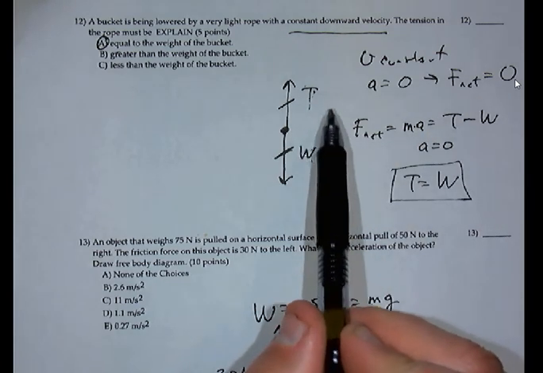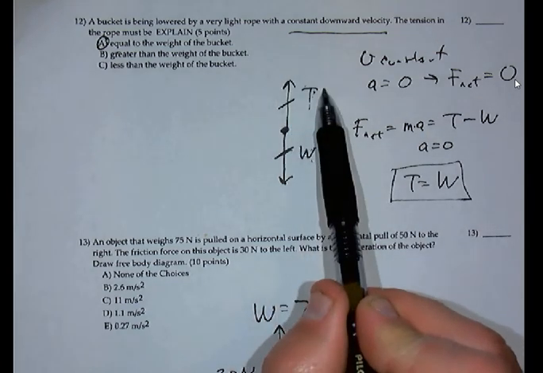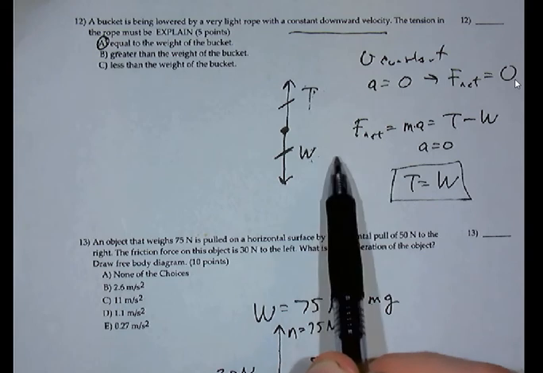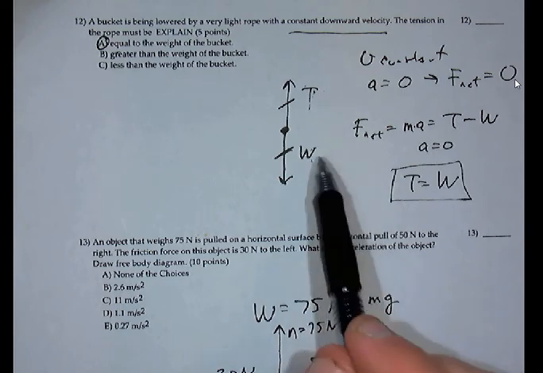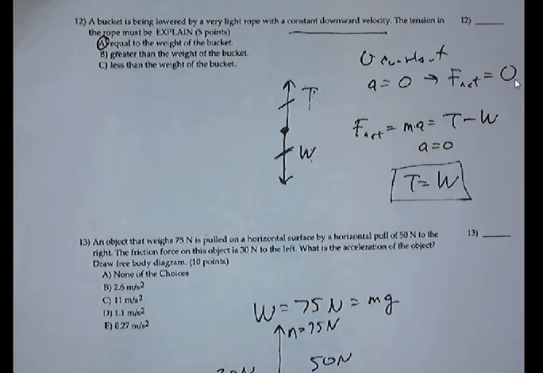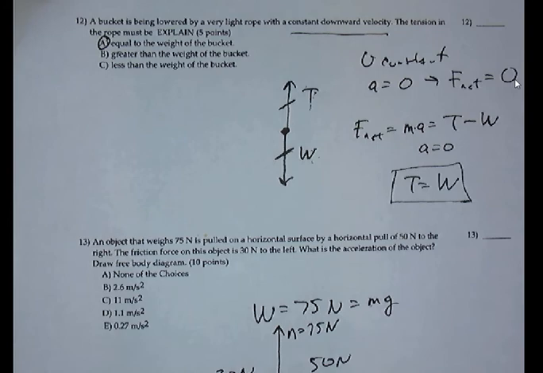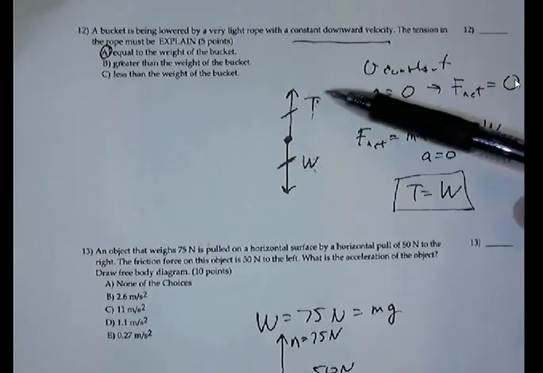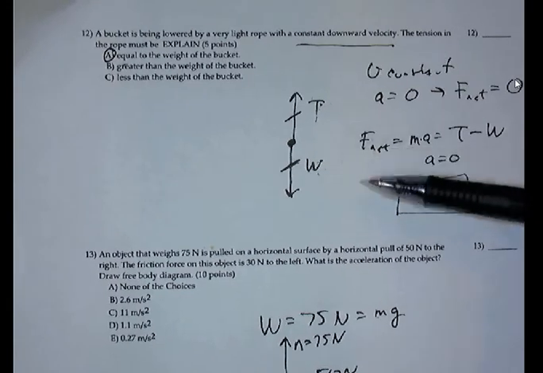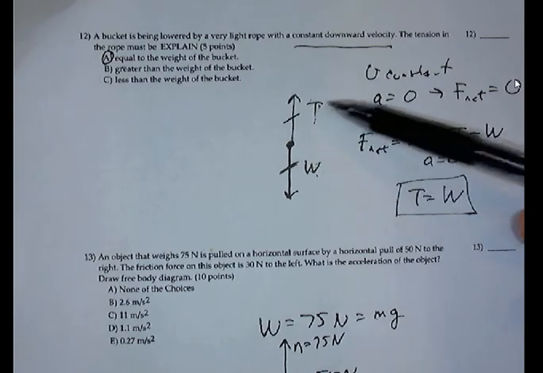If this bucket were accelerating upward, T would have to be bigger than W. If it were accelerating downward, W would have to be bigger than T. So whatever direction you have an acceleration, there has to be a net force in that direction. Okay, so I won't give you this exact one, but keep in mind if it were to be accelerating up, this would have to be bigger than this. Accelerating down, this would have to be bigger than that sort of thing.